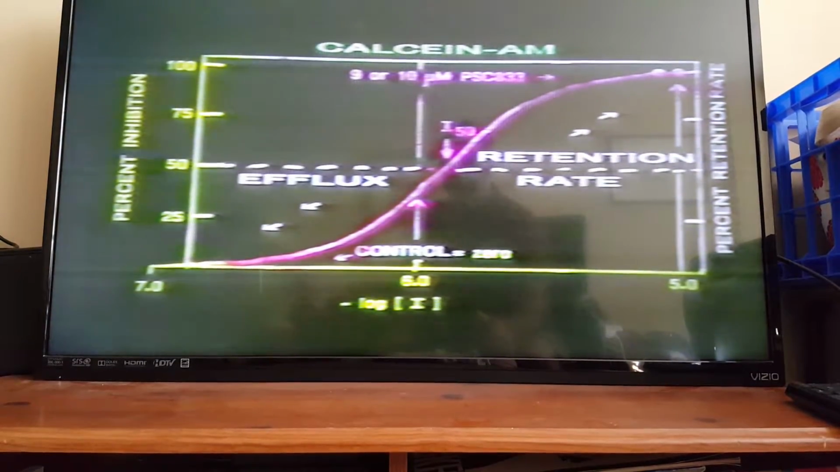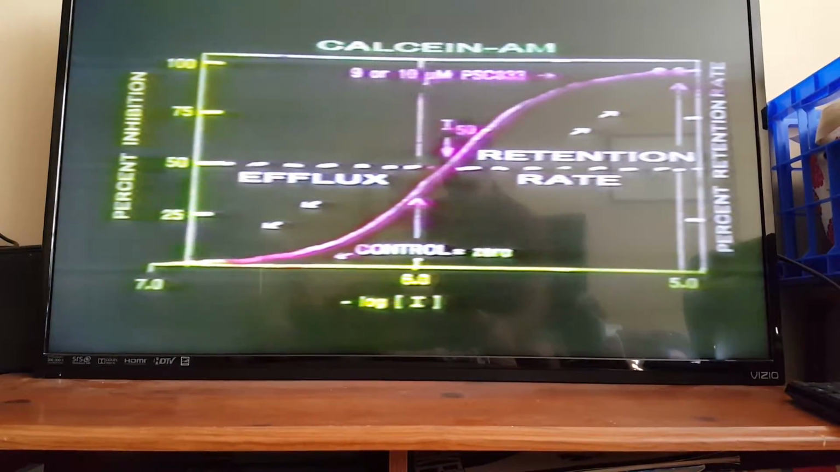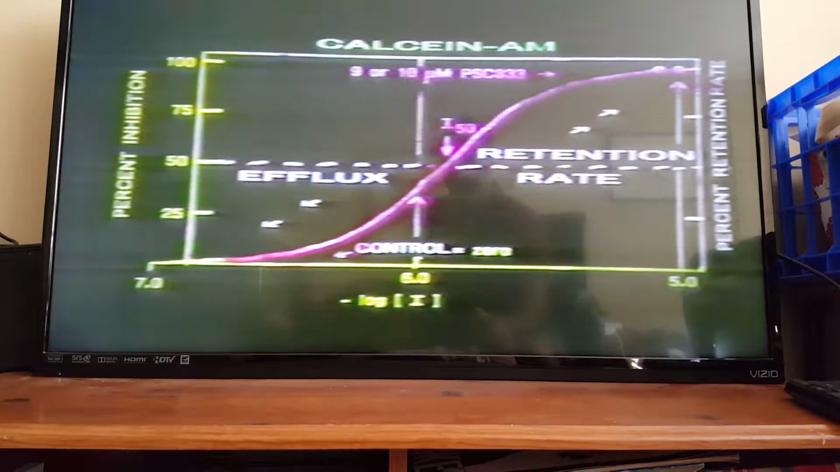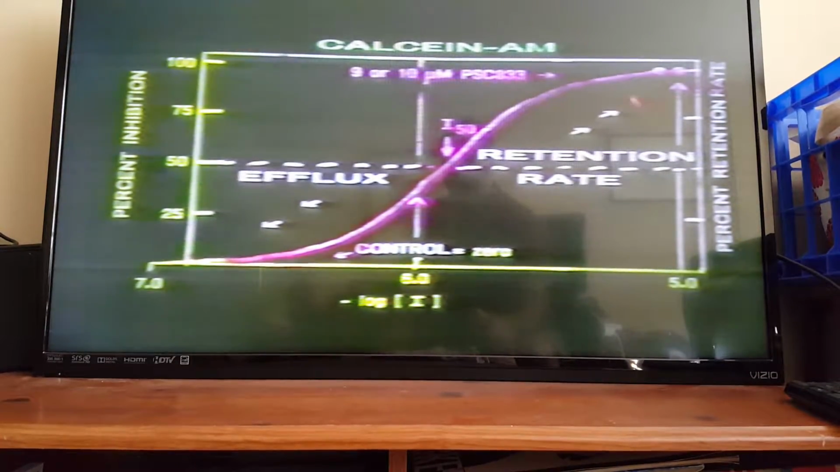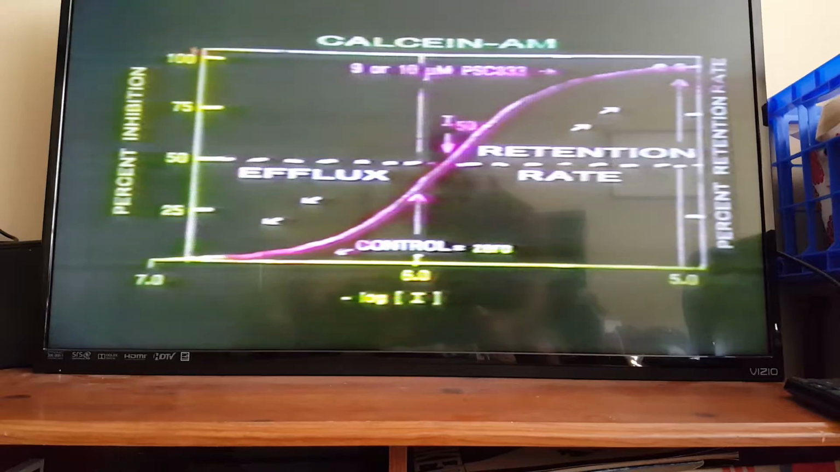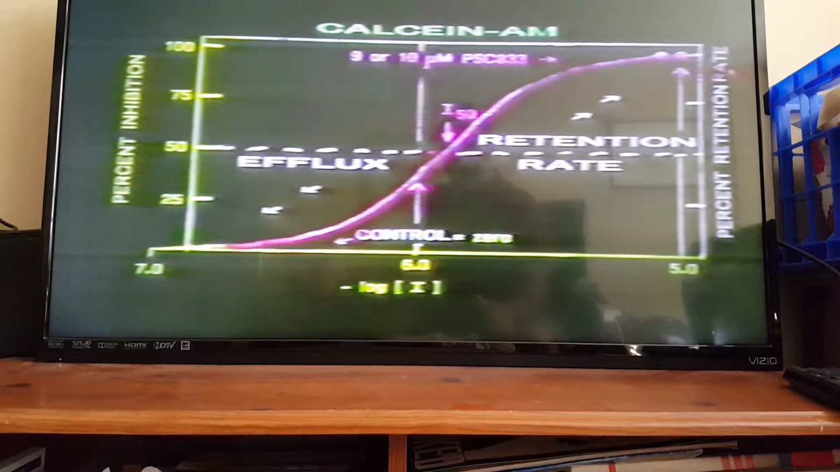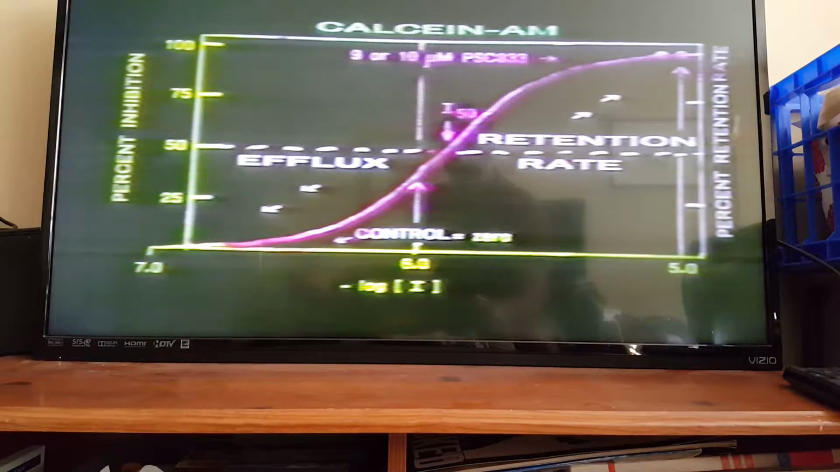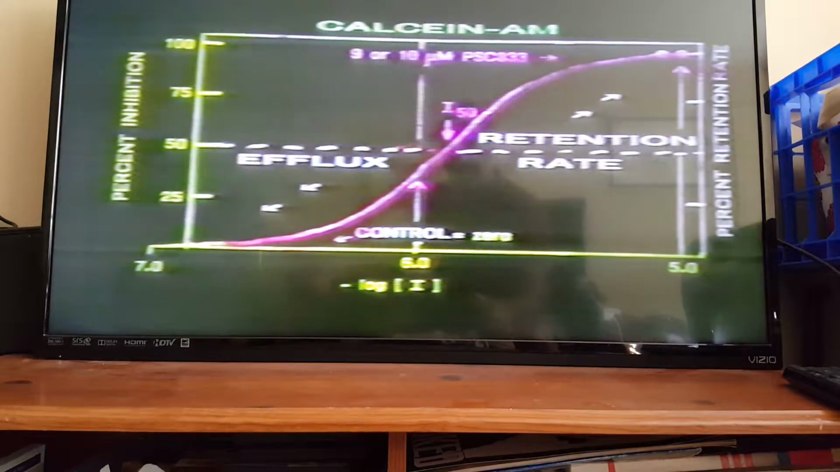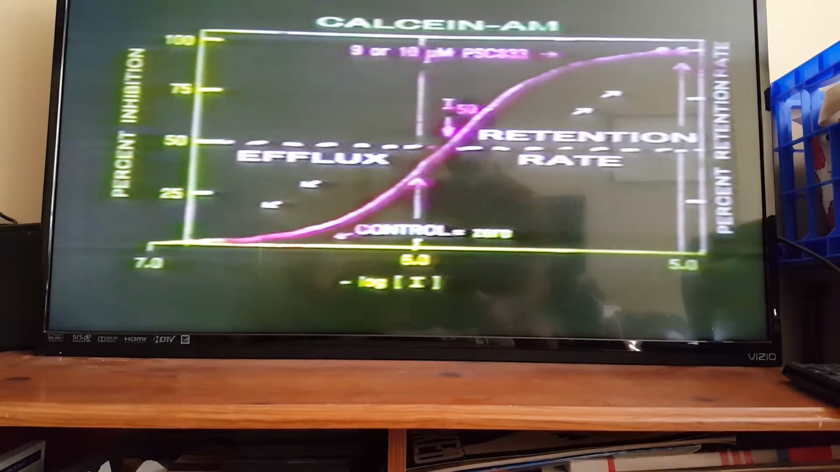Now, for our particular experiment, based on what I showed you with the cells a little while ago, the percent inhibition is identical to the percent of the retention rate. Because as you inhibit the pump, you will increase the retention of calcium in the same function, so those two things are superimposable. Going in the other direction, efflux is increasing as you go down. When you have the control, with no inhibitor, you're getting the maximal efflux.